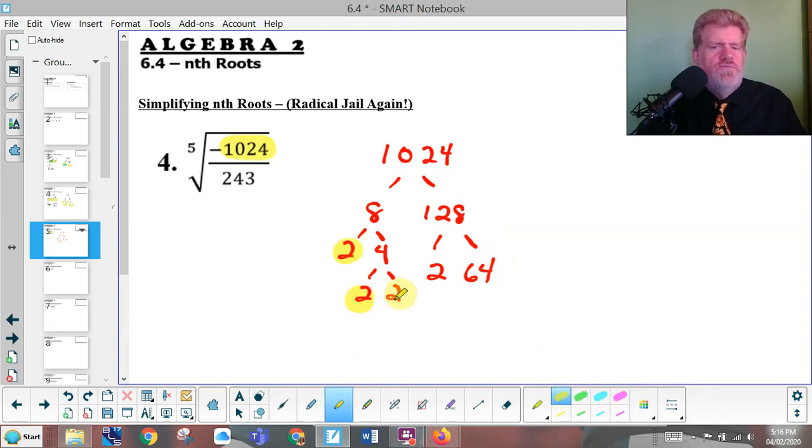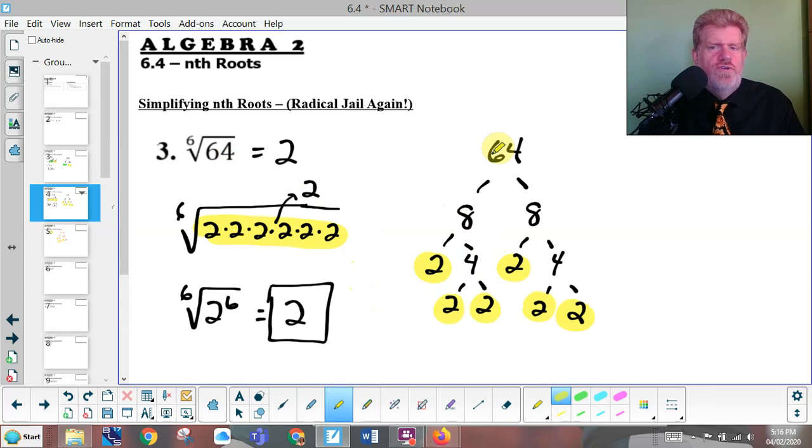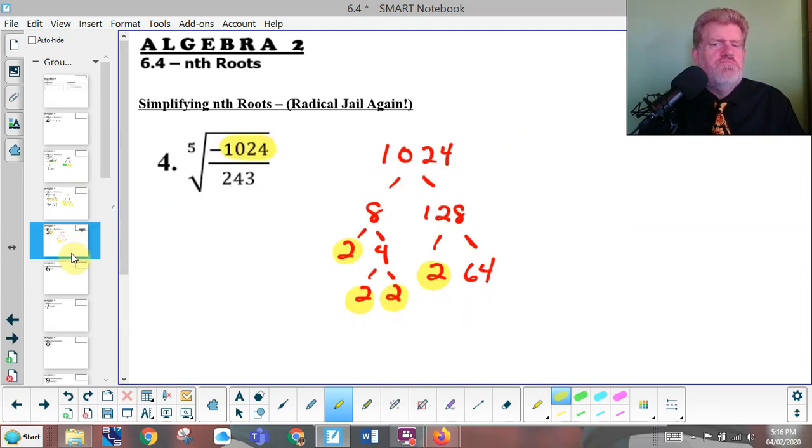Wait a minute. I don't like to do too much work. What was 64? Do you remember? 64 broke down into 2 to the 6th power. Let's just borrow that idea. So 64 is really 2 to the 6th power. Okay. Now how many 2's do we have altogether?